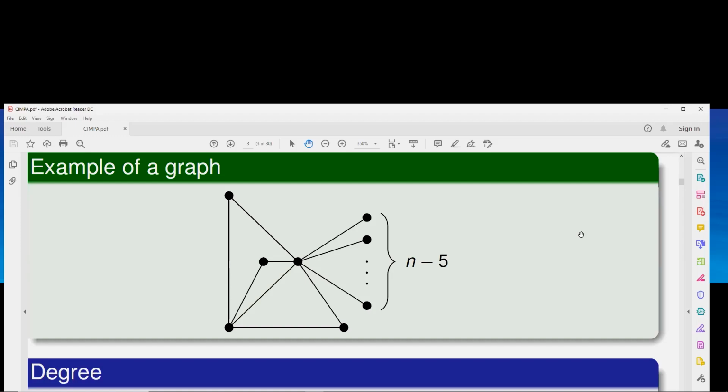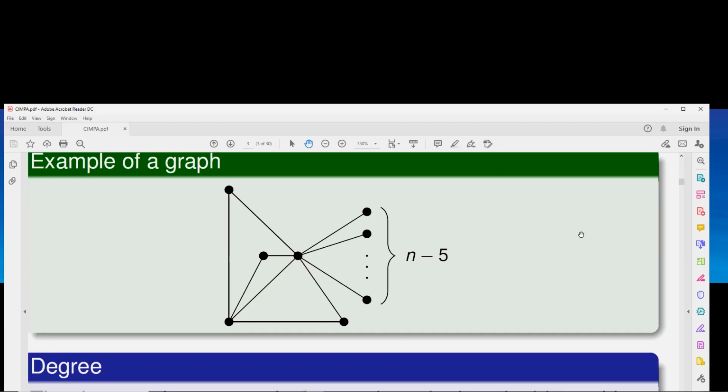What do you think is the diameter of this graph? Are there any 2 vertices whose distance is 3? No. There are no 2 vertices whose distance is 3, because from any vertex to any vertex, you can get via this vertex, right? So the diameter of this graph is 2, because there are many vertices whose distance is 2. Great. So it seems like we are very comfortable with degree and diameter. So we can proceed.